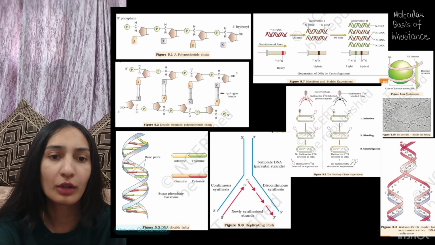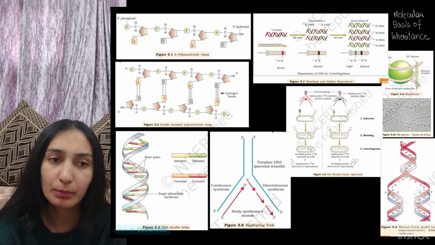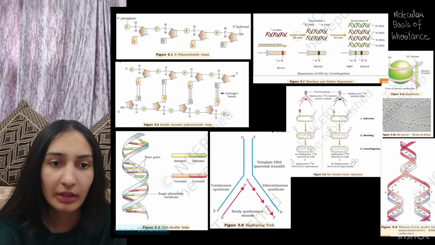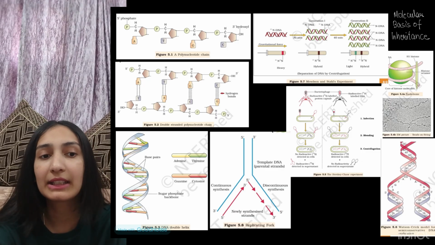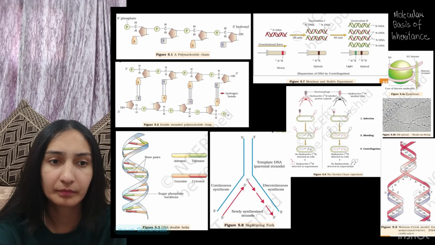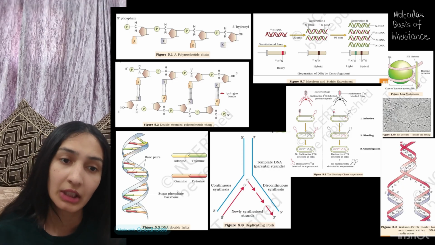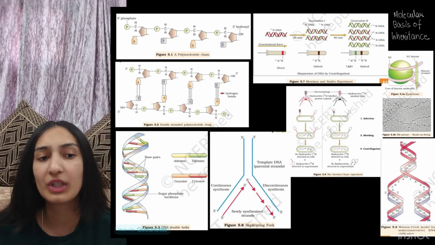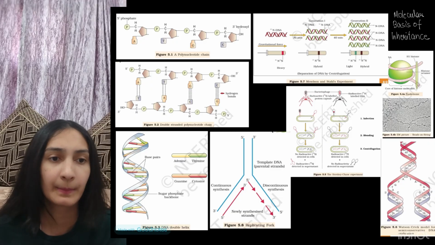Now, for the chapter of MBI, figure 5.1a shows a polynucleotide chain. Then 5.2 depicts a double stranded polynucleotide chain. Now in figure 5.3 we have a DNA double helix, and you need to know that adenine bonds with thymine and guanine bonds with cytosine. Then figure 5.8 shows a replicating fork. You need to remember which has a continuous formation and which has a discontinuous formation.